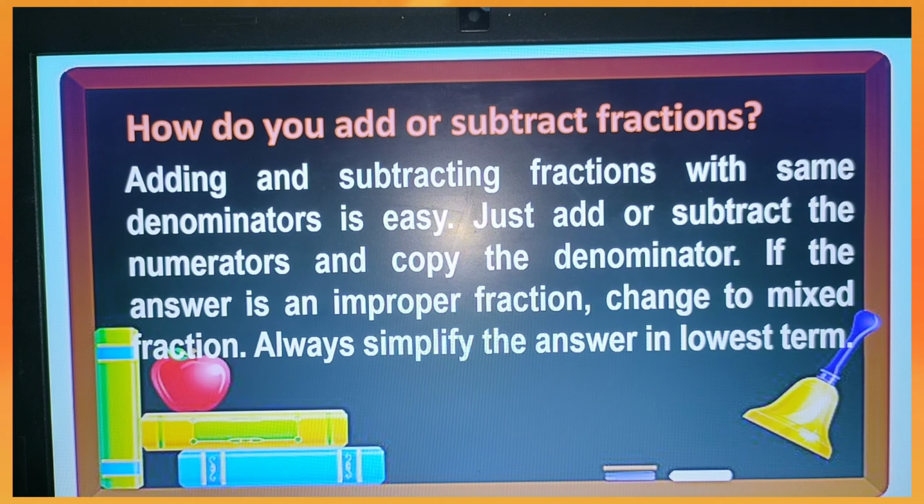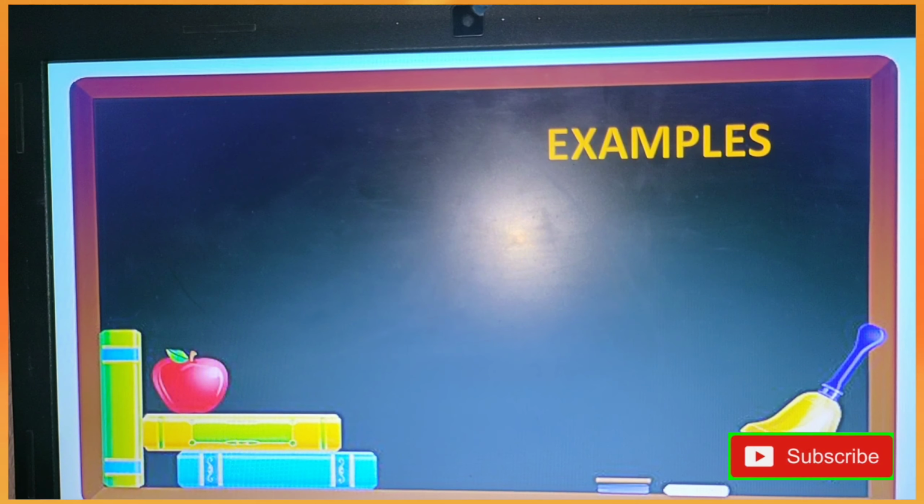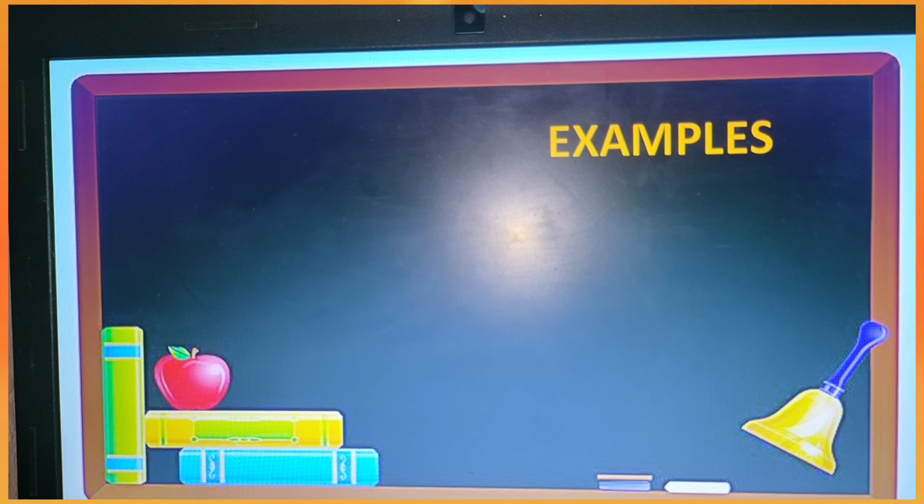How do you add or subtract fractions? Adding and subtracting fractions with the same denominators is easy. Just add or subtract the numerators and copy the denominator. If the answer is in improper fraction, change to mixed fraction. Always simplify the answer in lowest term. And now let's have the examples.